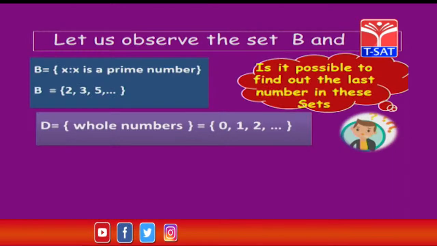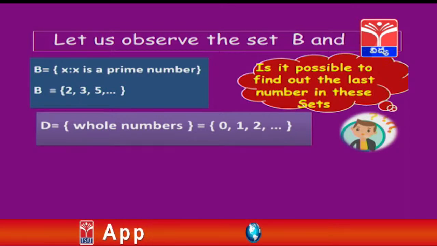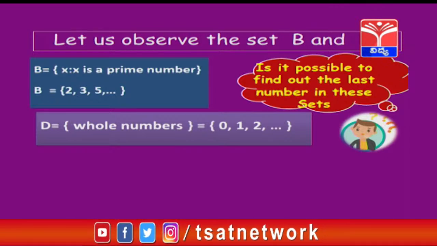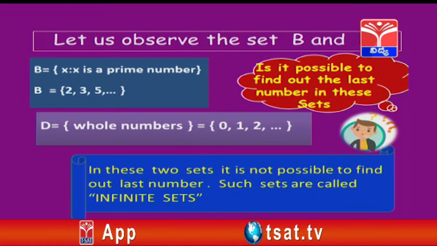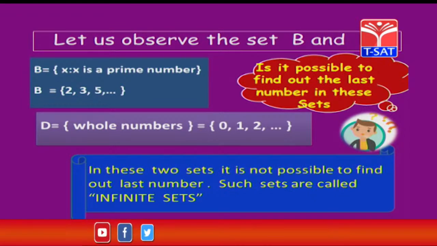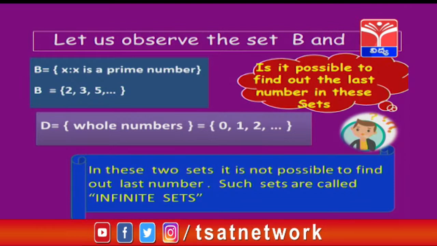Okay? Now, let us observe the sets B and D. So, B is {x such that x is a prime number}, and you can convert it into 2, 3, 5, and so on. D is the set of whole numbers, that is 0, 1, 2, 3, and so on. Is it possible to find out the last number in these sets? Can you tell me the last prime number? Can you tell me the last number in the whole numbers? No. So, in these 2 sets, it is not possible to find out the last number or last element. Such sets are called infinite sets.